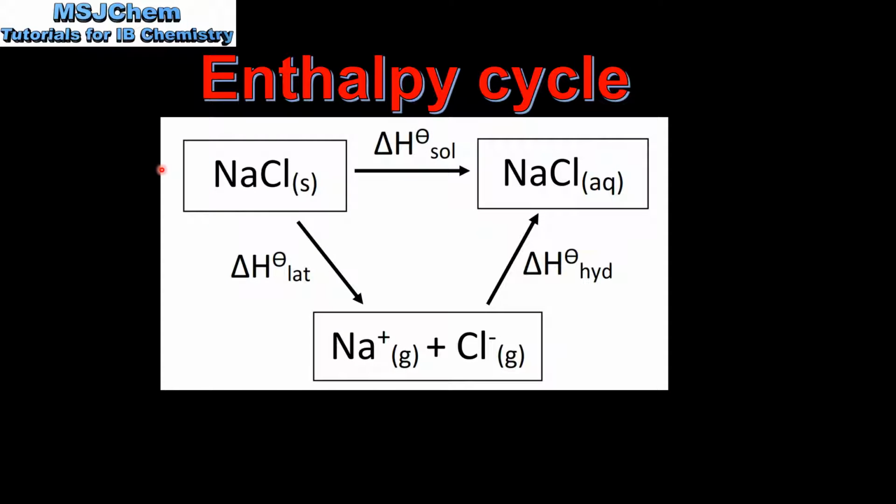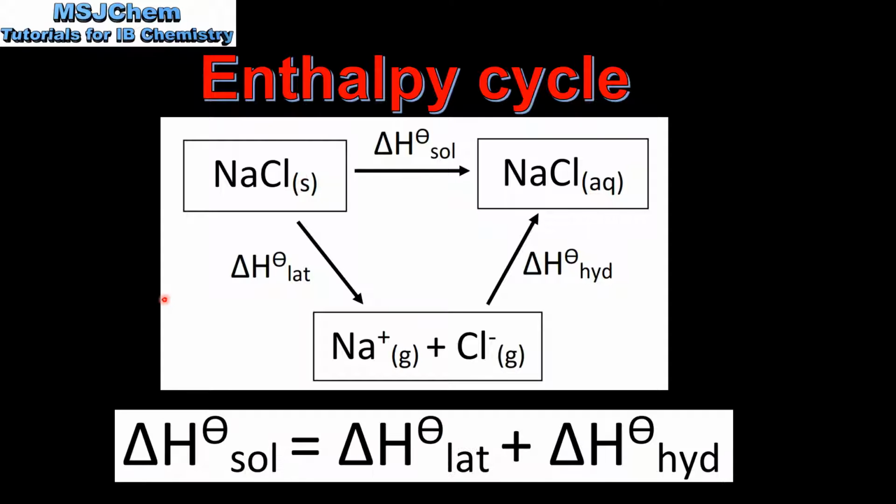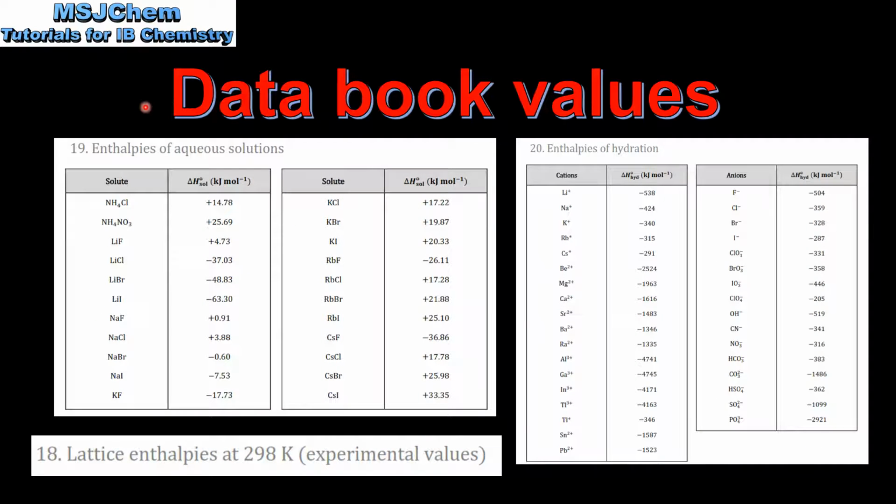Here we have an enthalpy cycle. We can use the enthalpy cycle to calculate the enthalpy change of solution of an ionic compound. From the enthalpy cycle, we can see that the enthalpy change of solution is equal to the lattice enthalpy plus the enthalpy change of hydration. The databook values that you need can be found in Table 19, which are enthalpies of aqueous solutions, Table 20, which are enthalpies of hydration, and Table 18, which are lattice enthalpies.